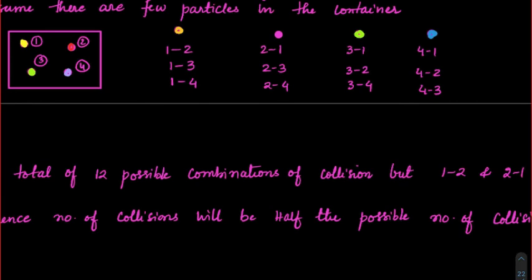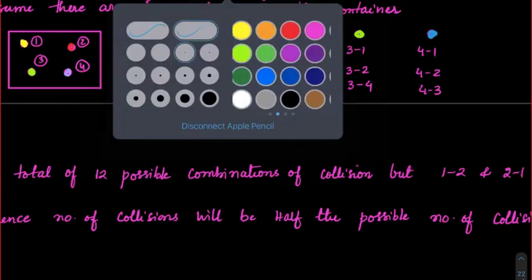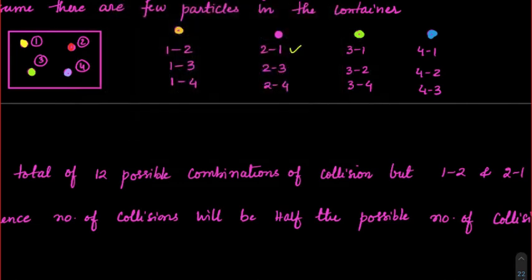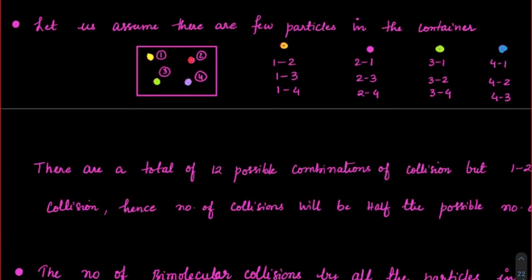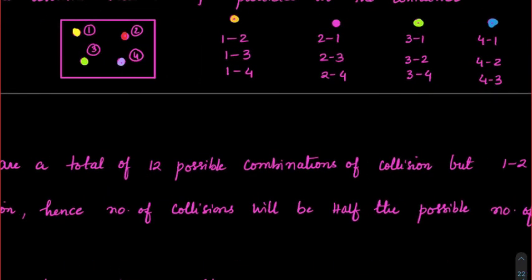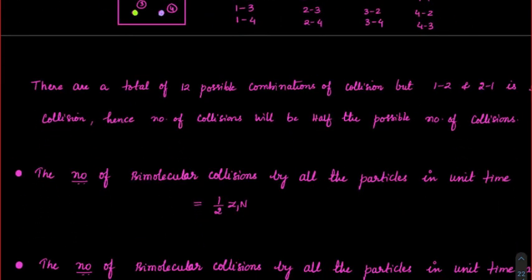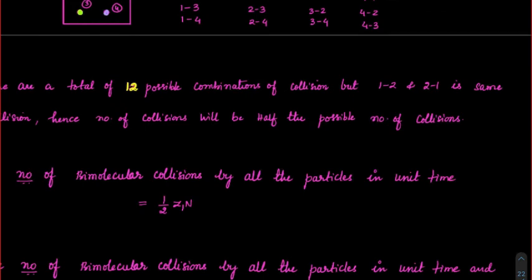Now if these 4 particles collide with each other, how many possible collisions can we get? You can think this way: 1 is colliding with 2, 1 is colliding with 3, 1 is colliding with 4. Similarly, 2 is colliding with 1, 2 is colliding with 3, 2 is colliding with 4, and so on. So the total number of possibilities when you have 4 particles is 12 collisions, correct?